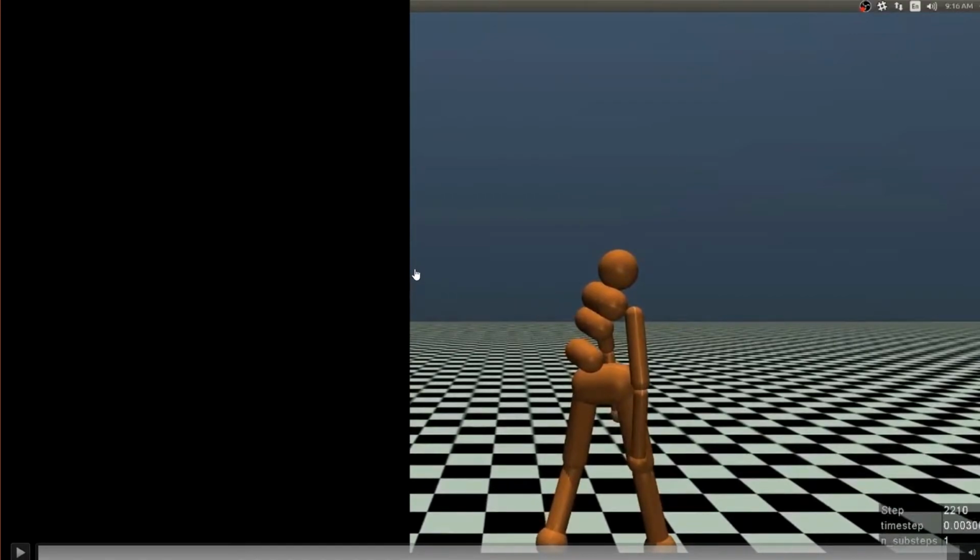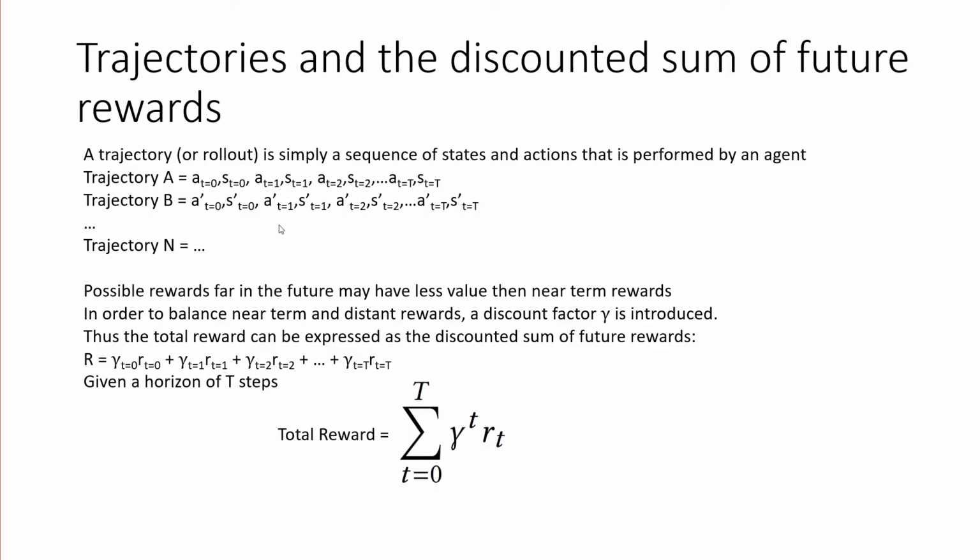So there are a couple of key concepts here. There's something called a trajectory. It's also known as a rollout. It has other names.